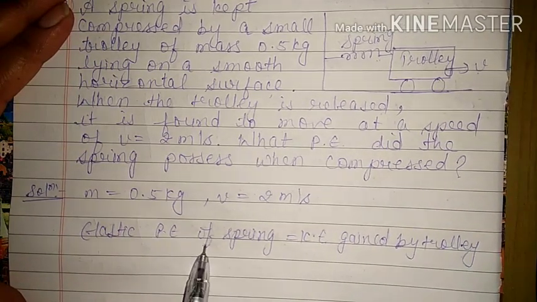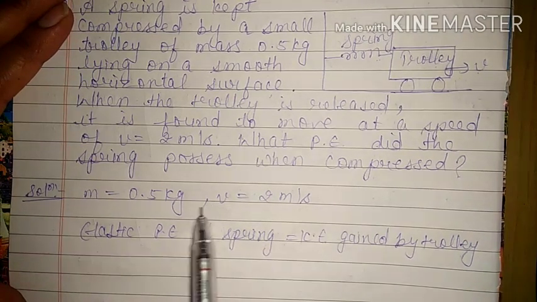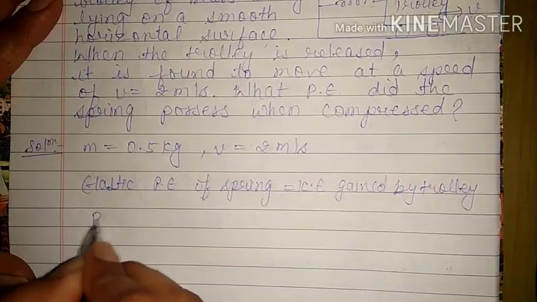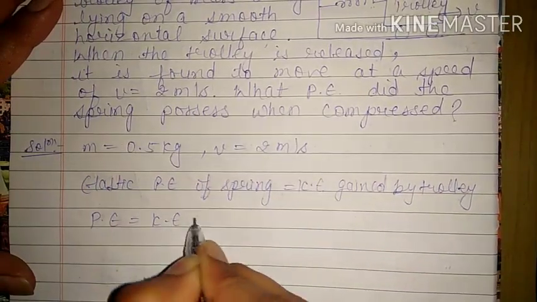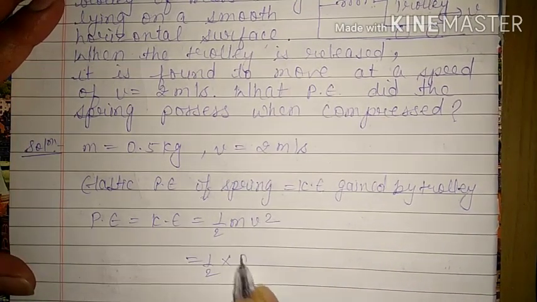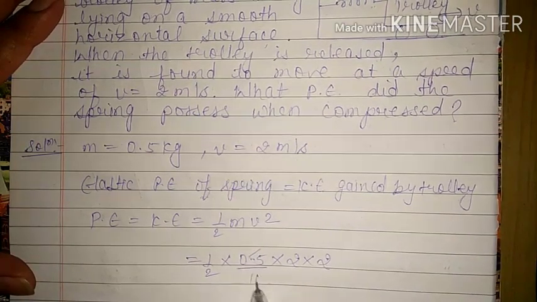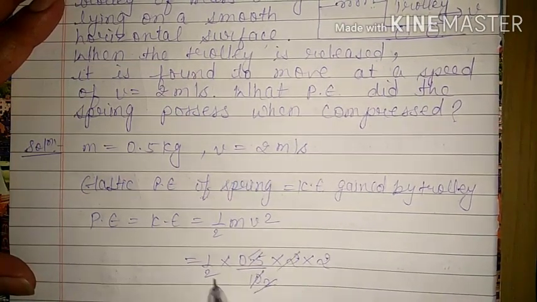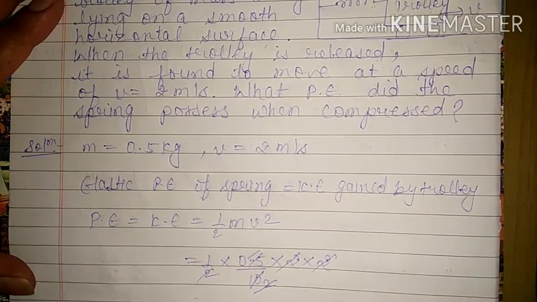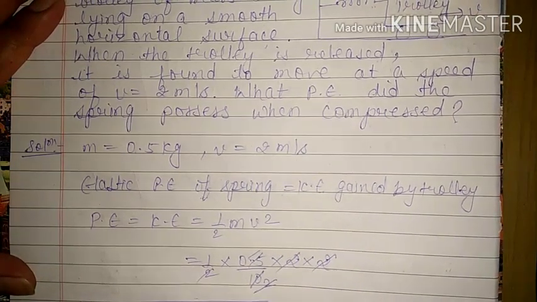If they are asking us potential energy, then we can use any one formula. Here we are not having mgh, but for kinetic energy we have m and v. So potential energy is equal to kinetic energy is equal to half mv square. Half m is given 0.5 and v is given 2 square. That means it is equal to 1 joule. So the amount of kinetic energy, or you can say the amount of potential energy, is equal to 1 joule.